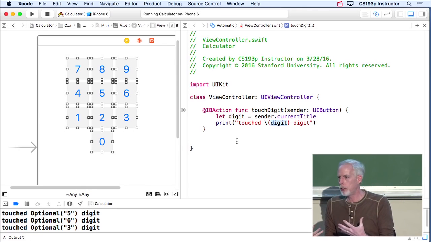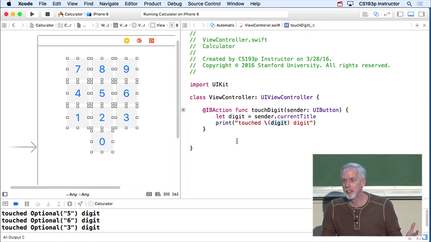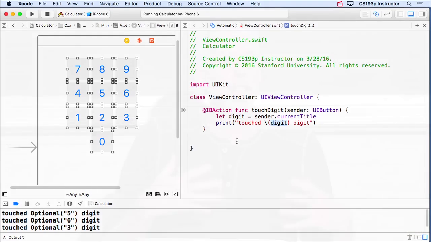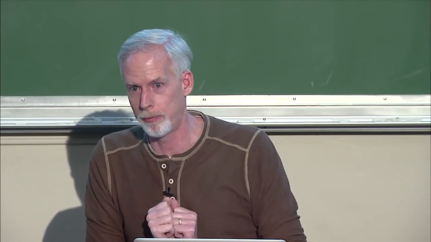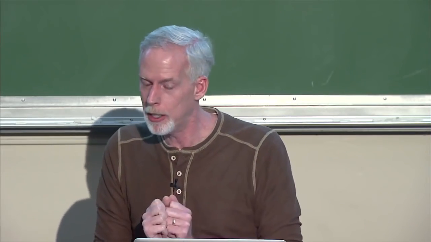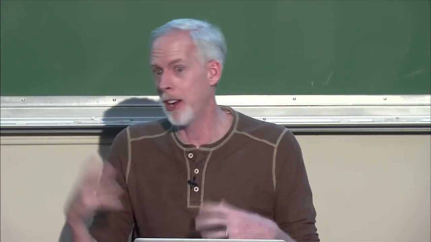The other state that an optional can be in is set. Now, if it's in the set state, it can have an associated value, which can be of any other type. Actually, it could also be an optional. You can have an optional optional. But that associated value is just associated with the set state. In the not set state, there is no associated value because it's not set.